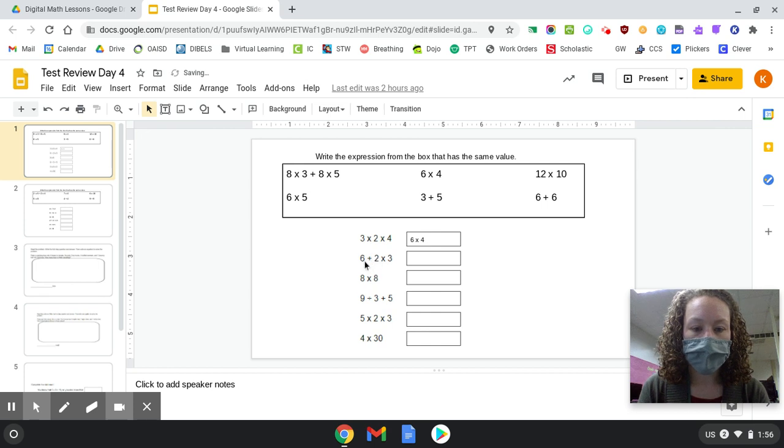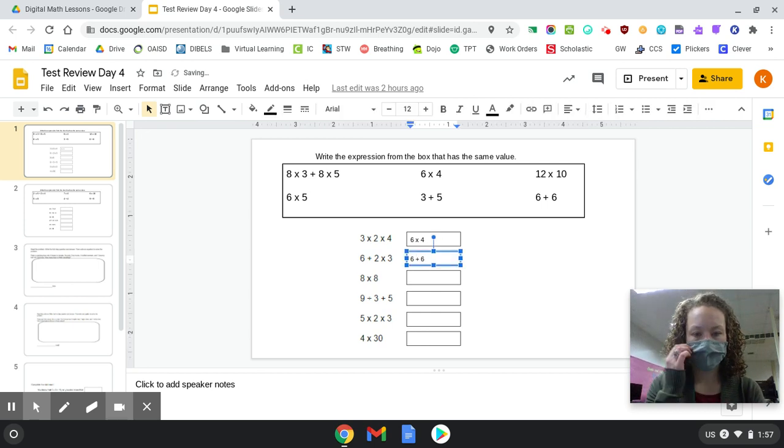Next, let's see. Order of operations, no parentheses. Next, I need to look for multiplication and division. I have a multiplication here, so I need to do this first. 2 times 3 is 6. And then I'm going to take 6 and add 6 more, and that would make 12. So I'm going to look here. You're going to look at your paper, which one equaled 12. That would be this one here, 6 plus 6. Copy it into the box.